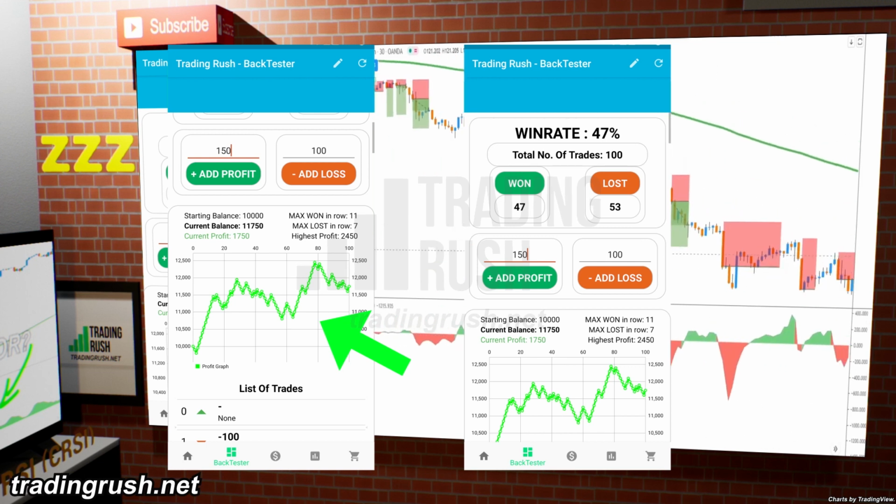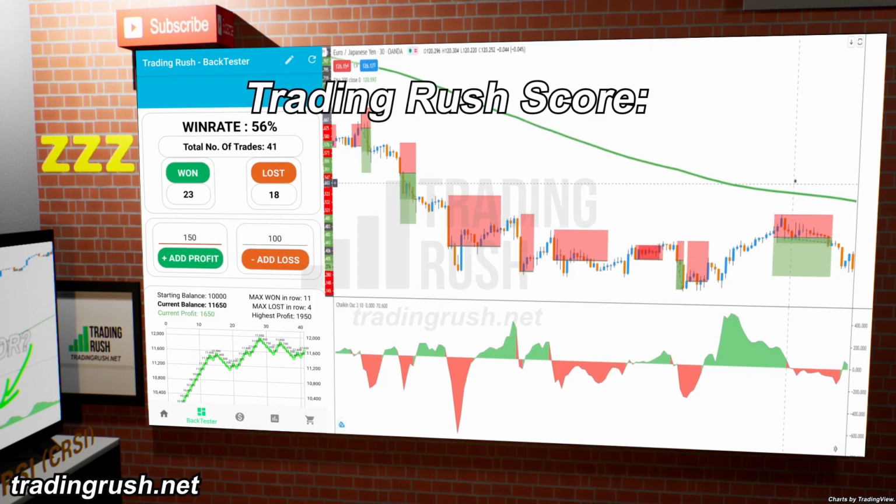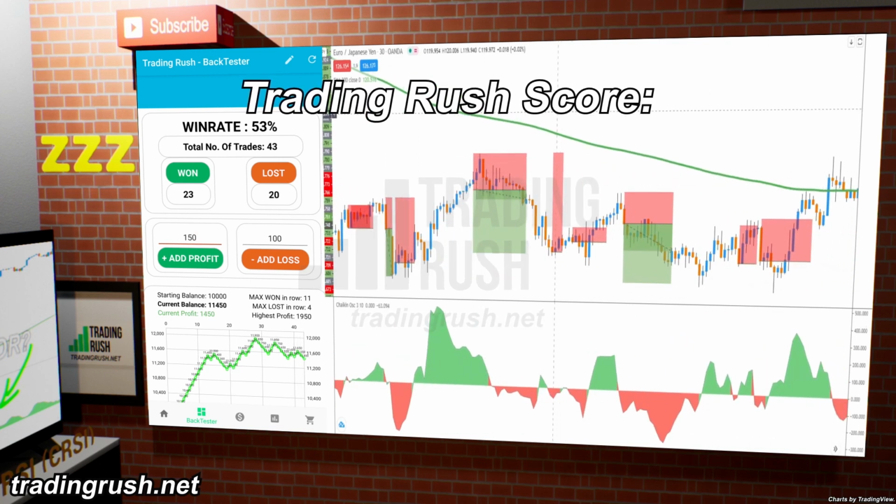The profit graph in the Trading Rush app looks good and is going up, with few pullbacks when the price starts moving sideways. In the end, it managed to make money, with 7 losses in a row, but 11 winning trades in a row. And now, let's give the Tchaikon Oscillator a Trading Rush score.